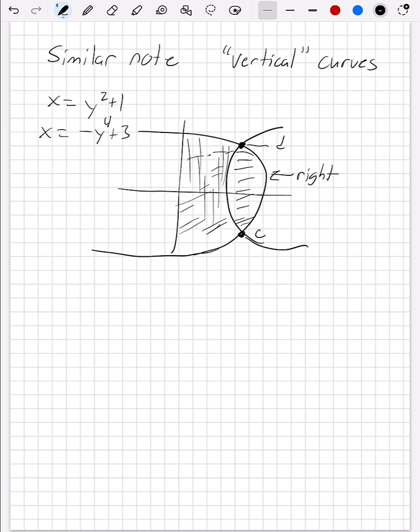So our limits are c and d. But our right curve would be negative y to the fourth plus 3, minus y squared plus 1 with respect to y. Okay. So you would integrate that based on whatever the points are if you are given that kind of vertical overlap.